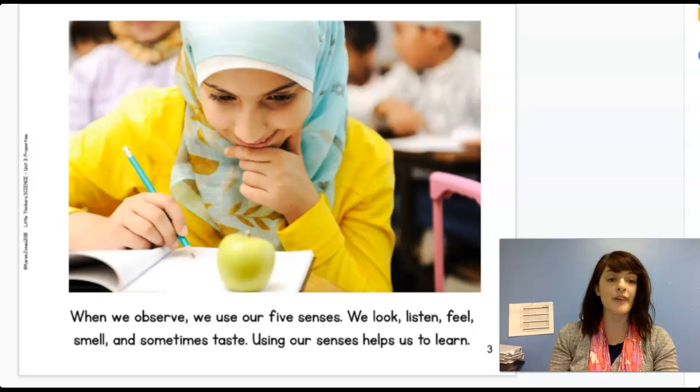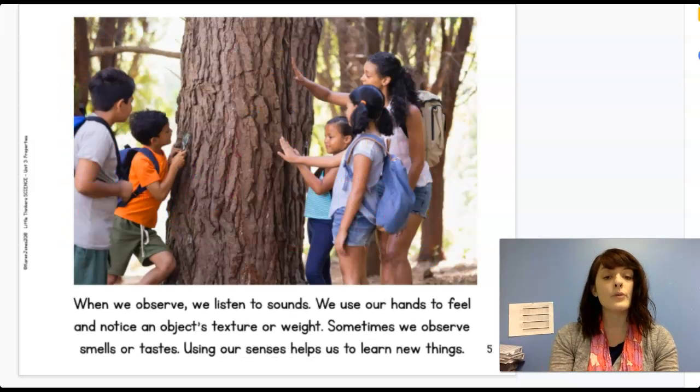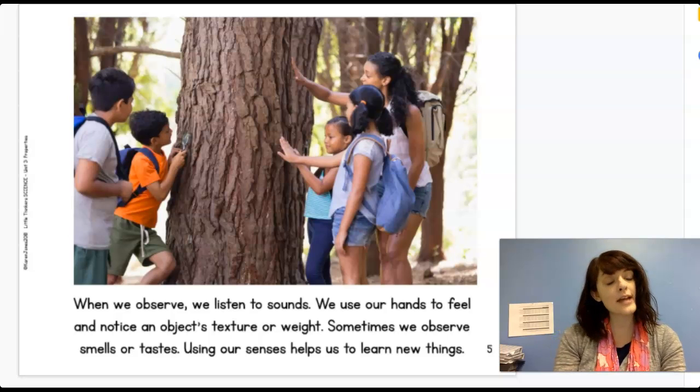When we observe, we use our 5 senses. We look, listen, feel, smell, and sometimes taste. Using our senses helps us to learn. We observe when we look closely and carefully at something. We may notice an object's size, weight, shape, color, texture, or temperature, and we'll learn what all that means throughout this unit. When we observe, we listen to sounds. We use our hands to feel and notice an object's texture or weight. Sometimes we observe smells or tastes. Using our senses helps us to learn new things.